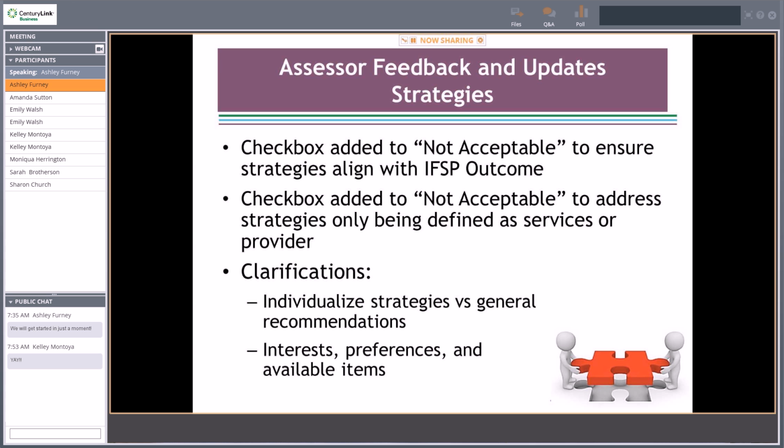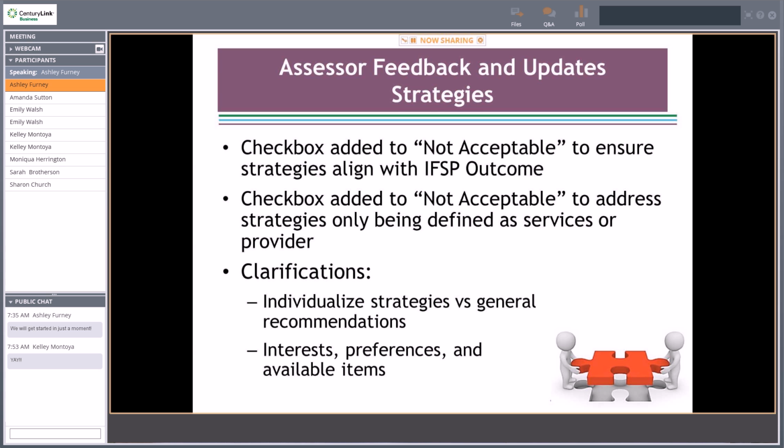So we've added only to that checkbox item. So it says only general recommendations. So that word only we'll be seeing a lot. So we'll pay attention to that because it is black and white. And then the same goes for interest, preferences, and available items. So as long as we're collecting thorough information in the family assessment, we should be able to write strategies that are based on those specific needs.